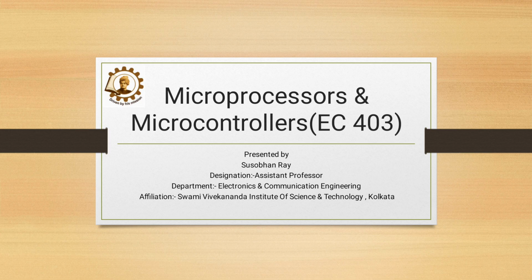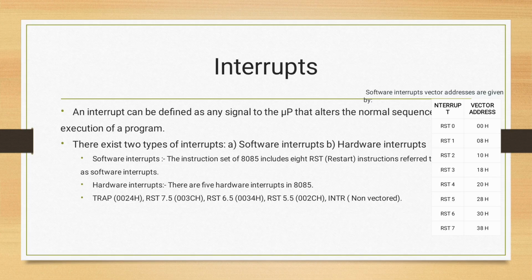Last lecture, I discussed the timing diagram of the Intel 8085 microprocessor. Today I am going to discuss the several interrupts of the Intel 8085 microprocessor. So, what is an interrupt? An interrupt is a signal to the microprocessor that an event has occurred, requiring some immediate action after getting such a signal.